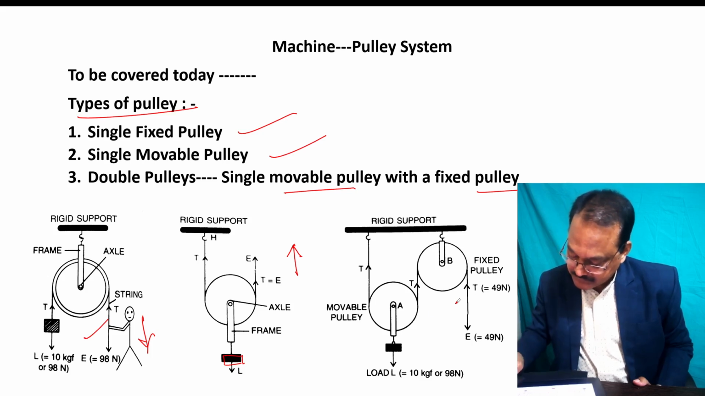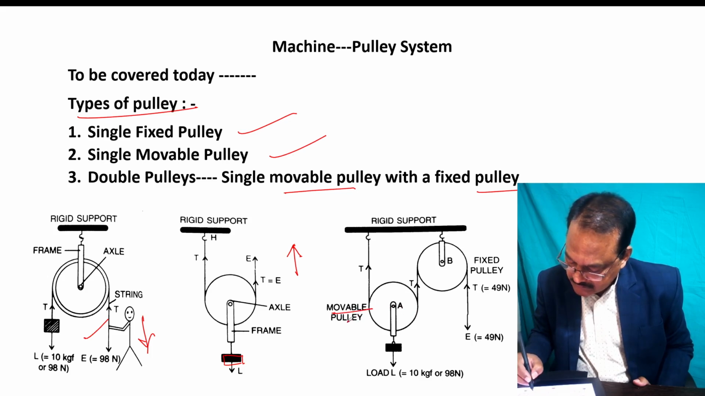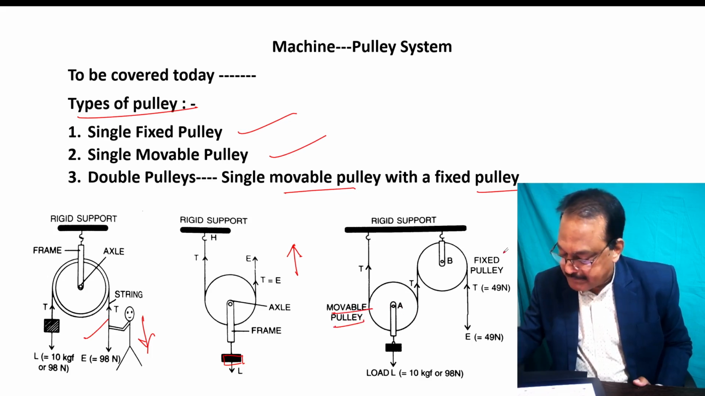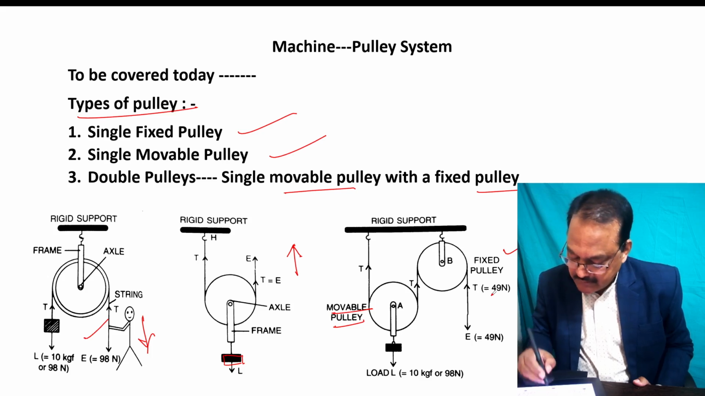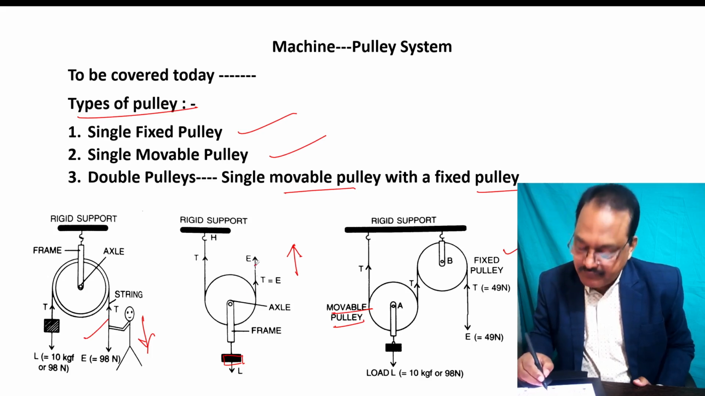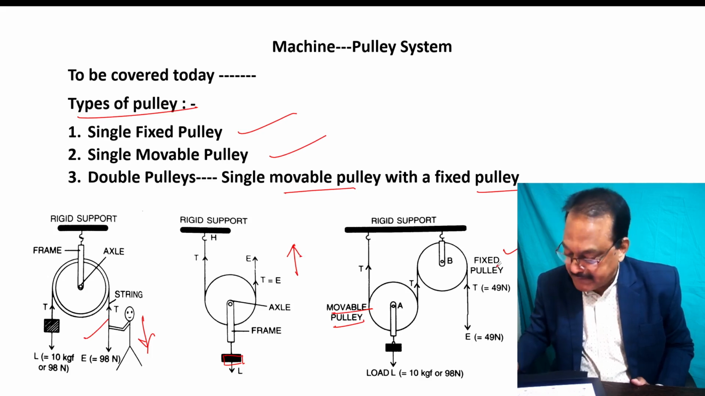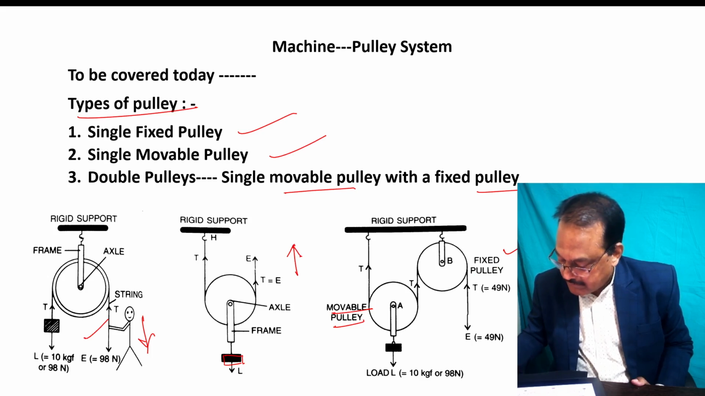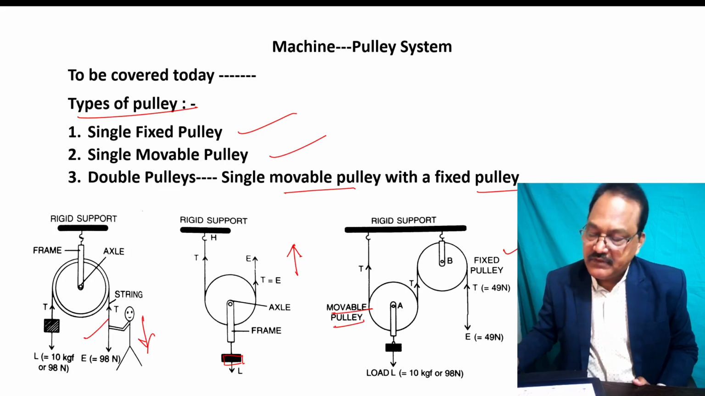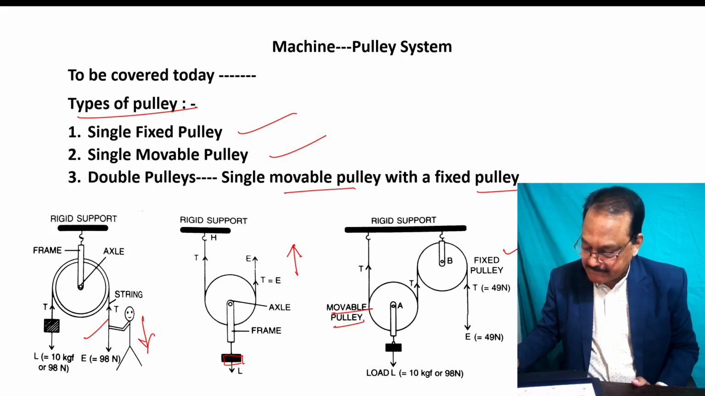See, this is movable pulley, this is movable pulley, and this is the fixed pulley. Earlier, in the middle of this figure, we can see the force was applied in upward direction. With the help of this fixed pulley, now the effort is applied in downward direction. Right. Okay.